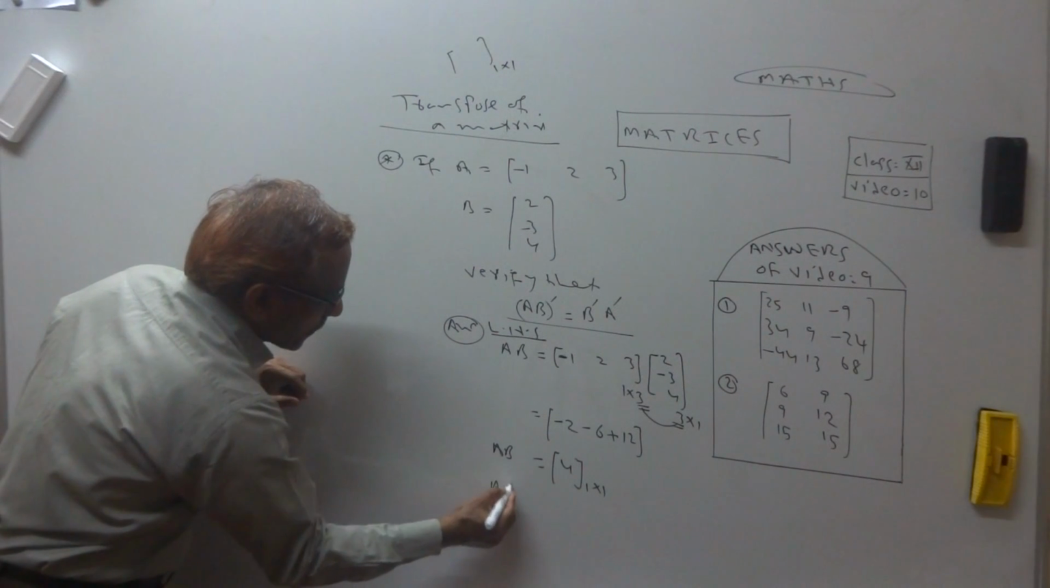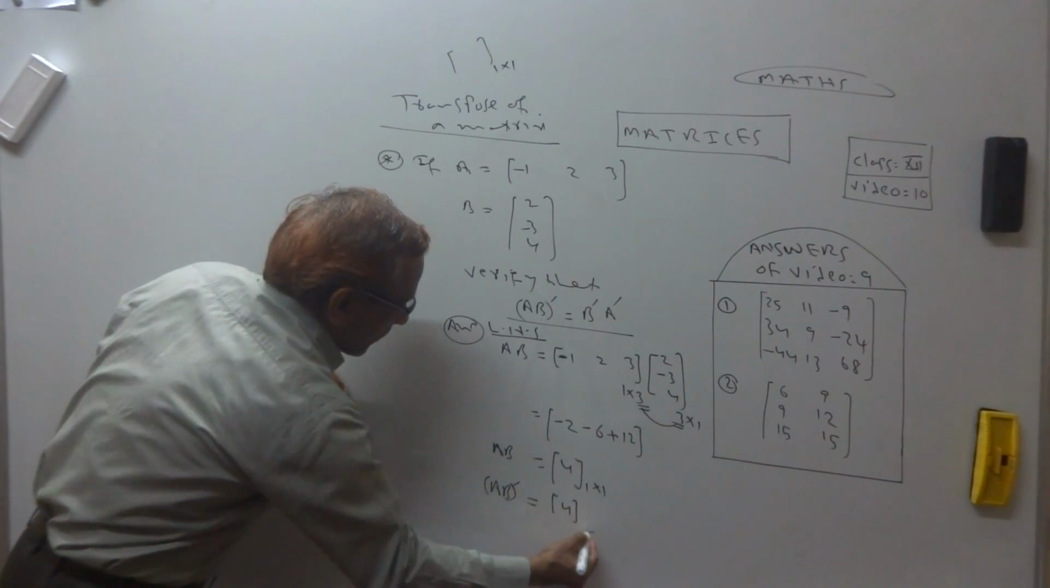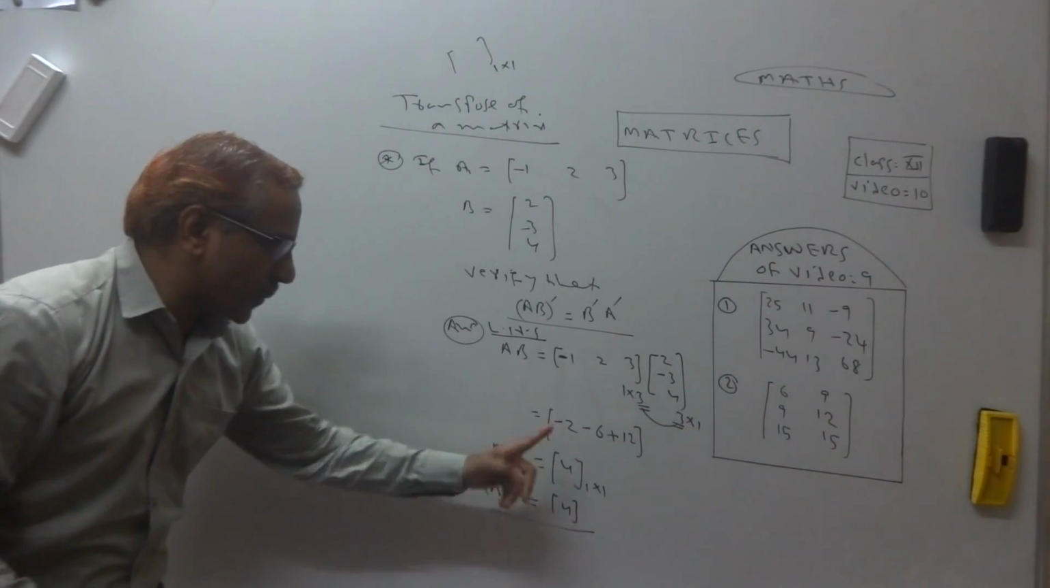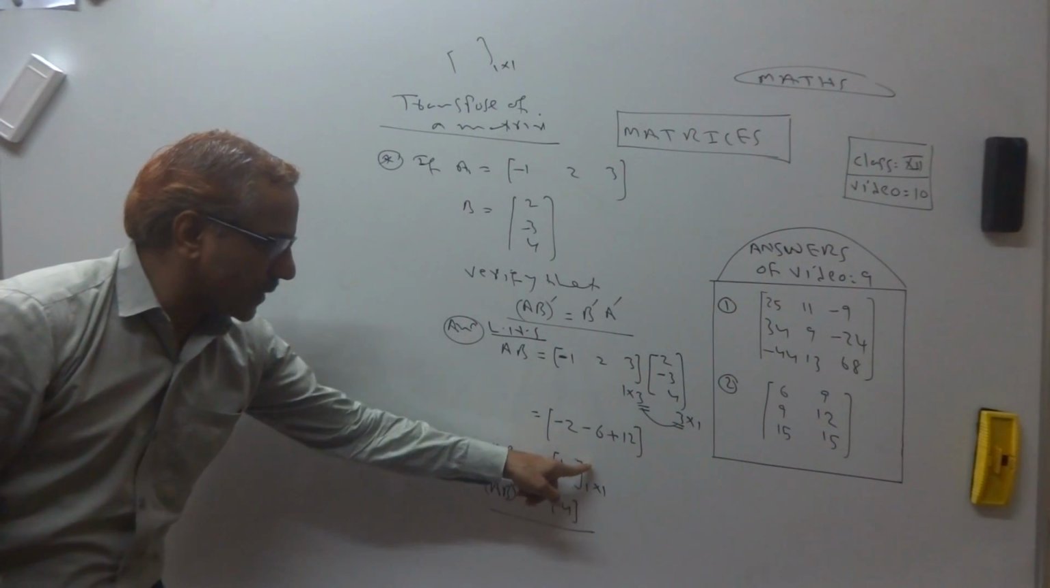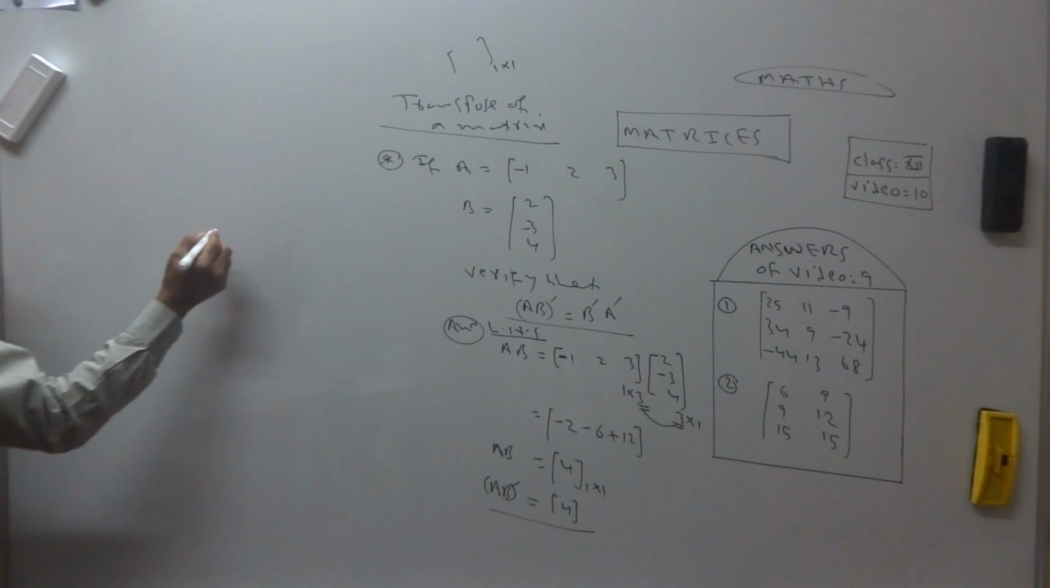Then what is AB transpose, please? Is same only, right? Because transpose means what? We interchange rows and columns. So AB transpose is same only. First row is there, we write first column. So same answer. Finished. Now RHS.